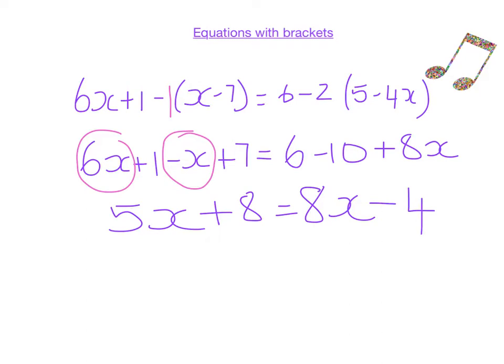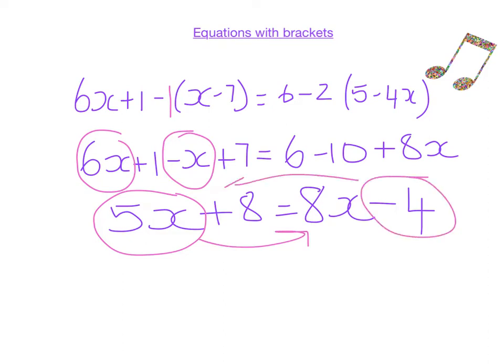Now I want to get all the x's on one side and all the numbers on the other. I'm trying to avoid having a negative x, so I'm going to take away 5x from both sides, and I'm going to add 4 to both sides. So on the left hand side the 8 is staying, and I'm adding 4. It's coming from the other side. The 8x is staying where it is, and I'm taking away 5x.